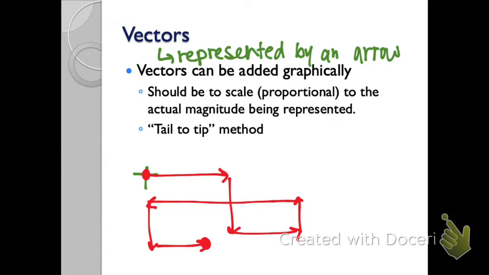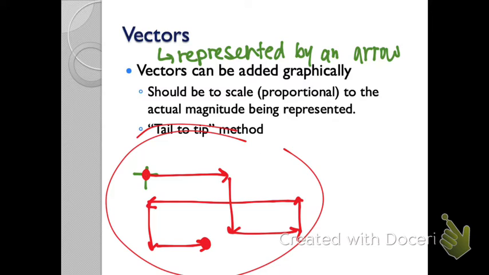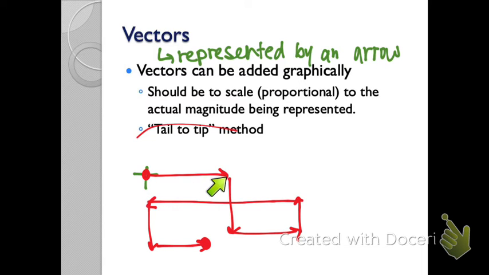Okay, this diagram right here is me adding those vectors tail to tip, one right after the other, right? The tail of one vector, which is the back side, to the tip of the next one. So tail to tip, right? The tail of the second goes to the tip of the first. And so we just keep adding them one right after the other. The opposite approach would not work as effectively, okay?